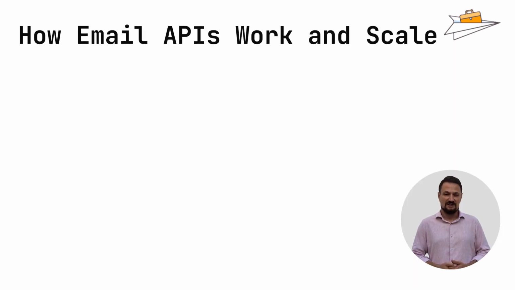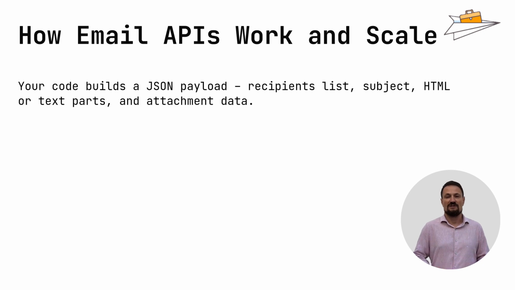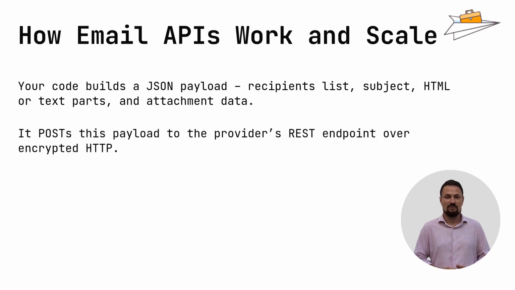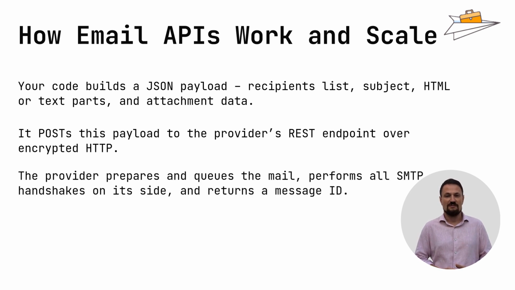Alright, once you've decided that the API method suits you better, let's have a quick look at how email APIs work and scale. Instead of dealing with the old-school email protocol directly, email APIs let you send emails by making simple HTTPS requests. Here's the basic flow. First, your code builds a JSON payload. This includes things like the recipient list, the email subject, the message body, whether HTML or plain text, and any attachments you want to include. Then, your app sends this JSON payload to the email provider's REST endpoint over a secure, encrypted connection.